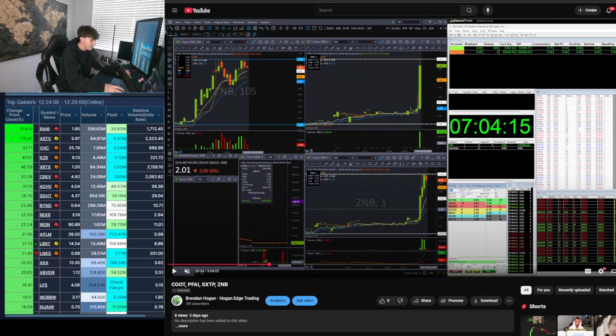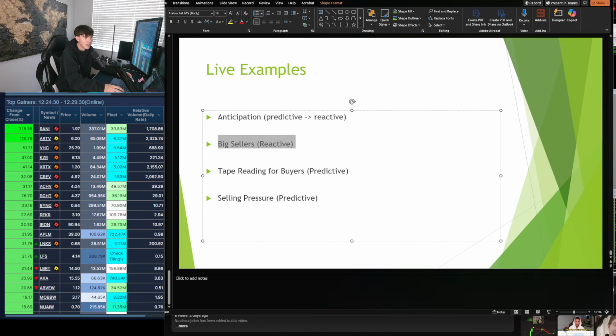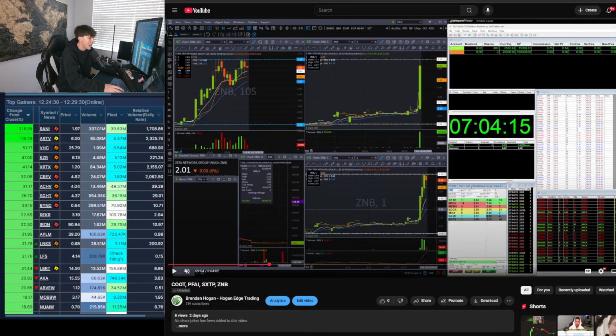So if we pull up the slide here, big sellers reactive. So this is reactive price action that we're looking for. So right now we have a stock that's moving up, probably on breaking news. In my assumption, the chart pattern's not great. It may be a Chinese company. On the 10-second chart, we're kind of curling up here, looking for that breakthrough high of day. And I'm looking for that breakthrough high of day as well on ZNB here for the breakthrough 270.